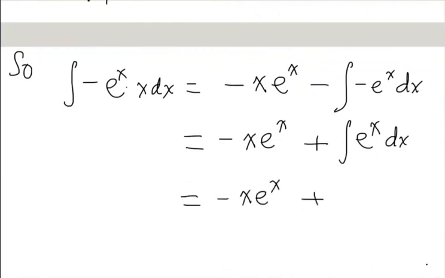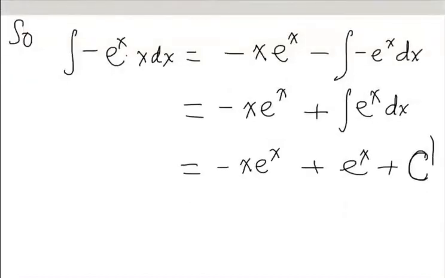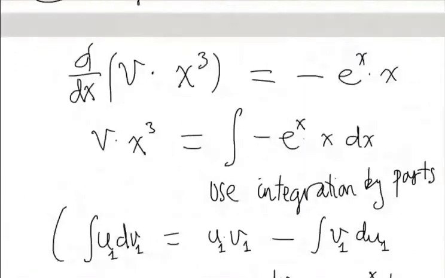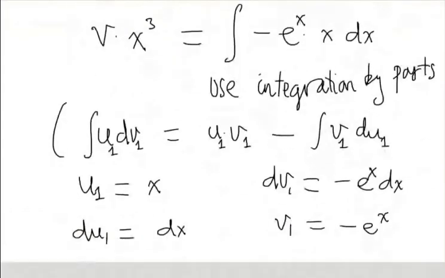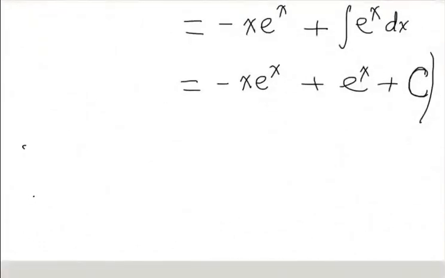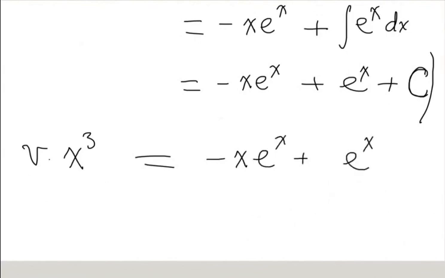But the integral of e to the x is the same, e to the x, but don't forget to add c right here at the step when we do the integration. That is the assigned step to compute the integral of the right hand side. Now rewrite it. We have v x cubed equal to the integral, which is minus x e to the x plus e to the x plus c.